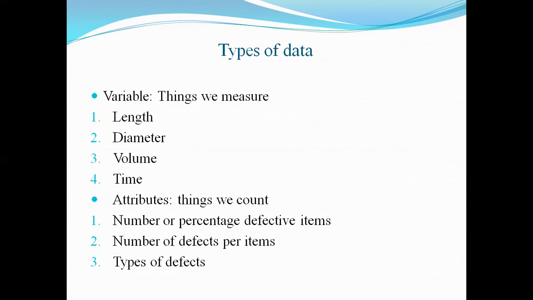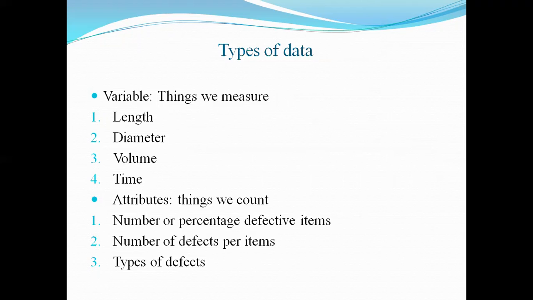Now we move towards the types of data. What are variable types of data? Variable types of data are those which we can measure. For example, length, diameter, volume, time. These are quantities which we can measure, so they come under variable data.